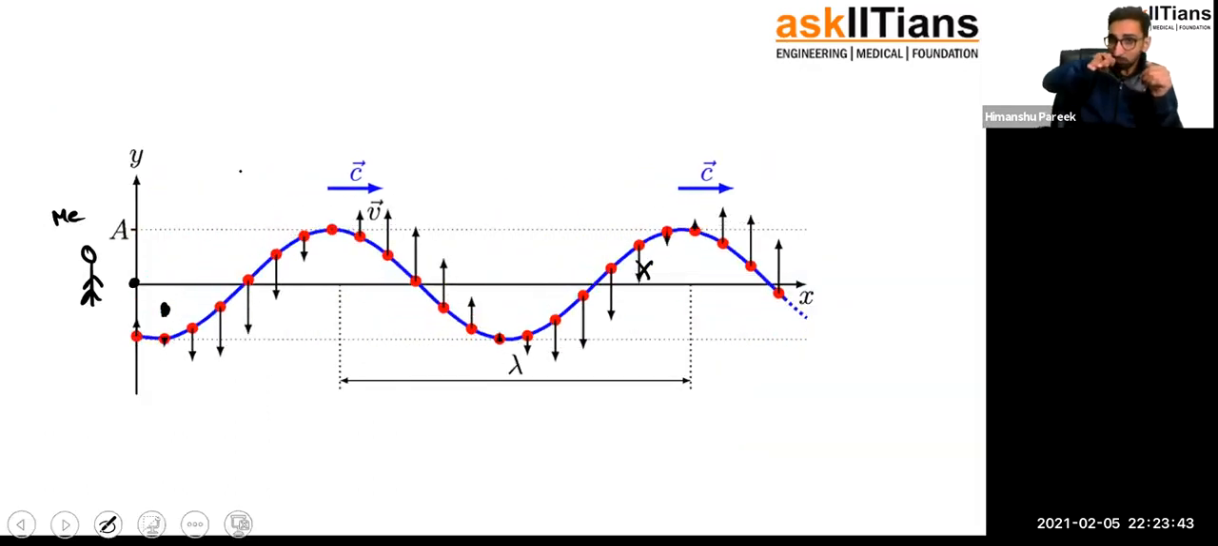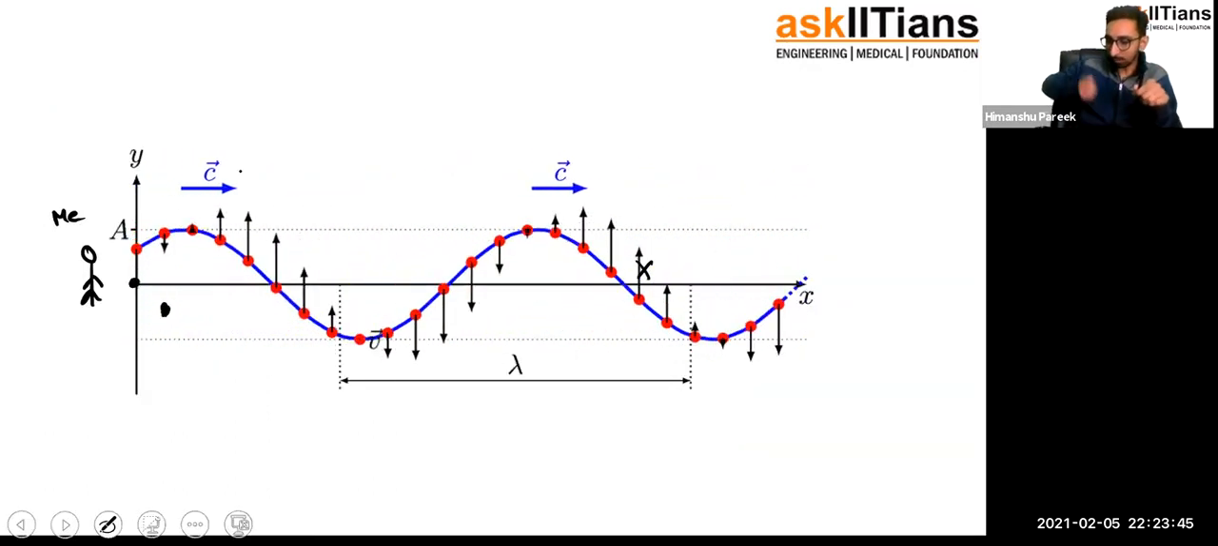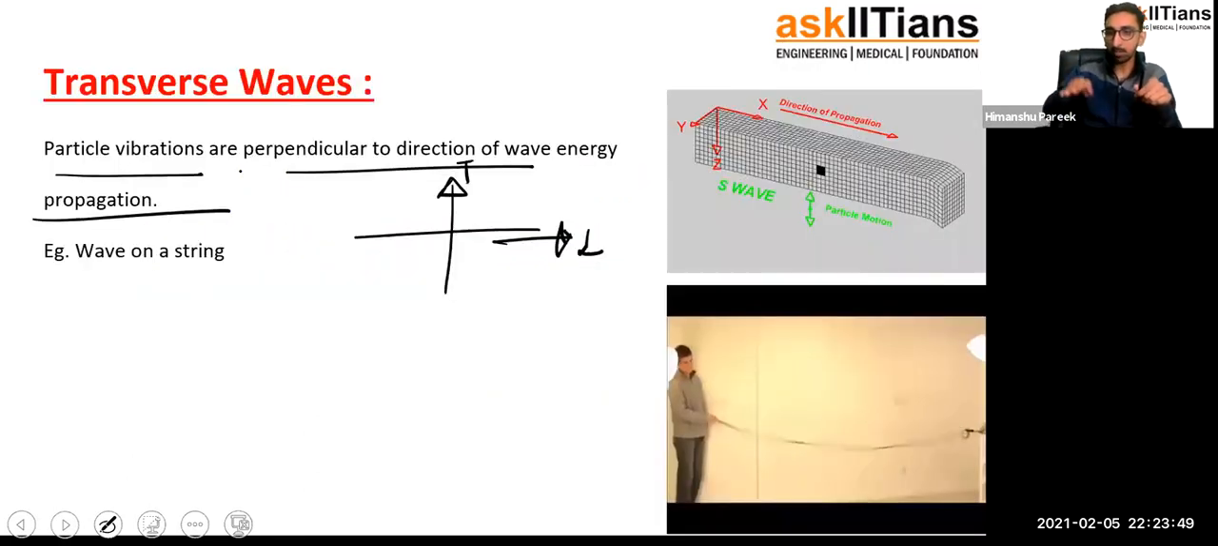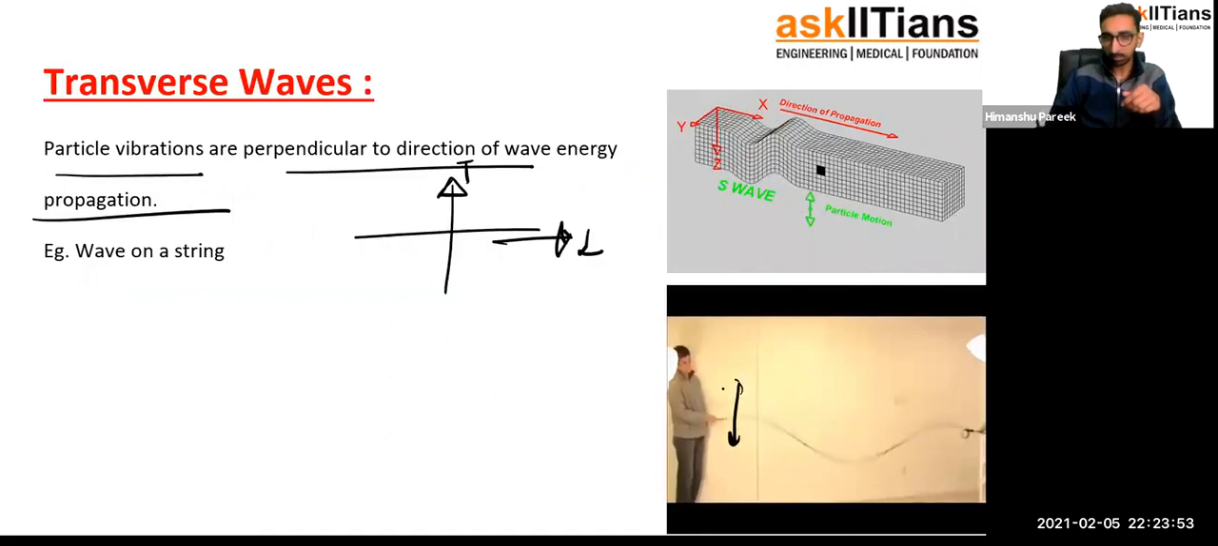So the wave was ultimately going forward. I was vibrating my hand like this, the wave was going forward. But how were the particles vibrating? Up, down. So particle vibration like this and wave movement like this. You can see one more example here.